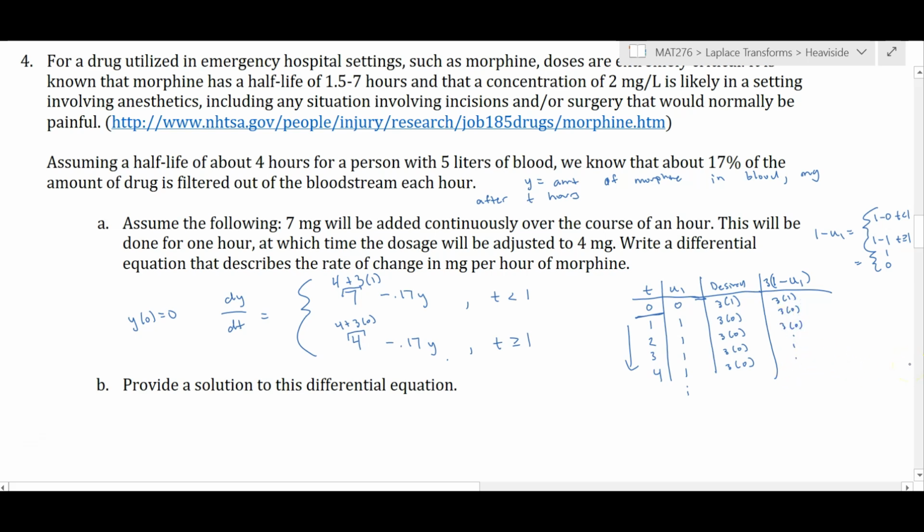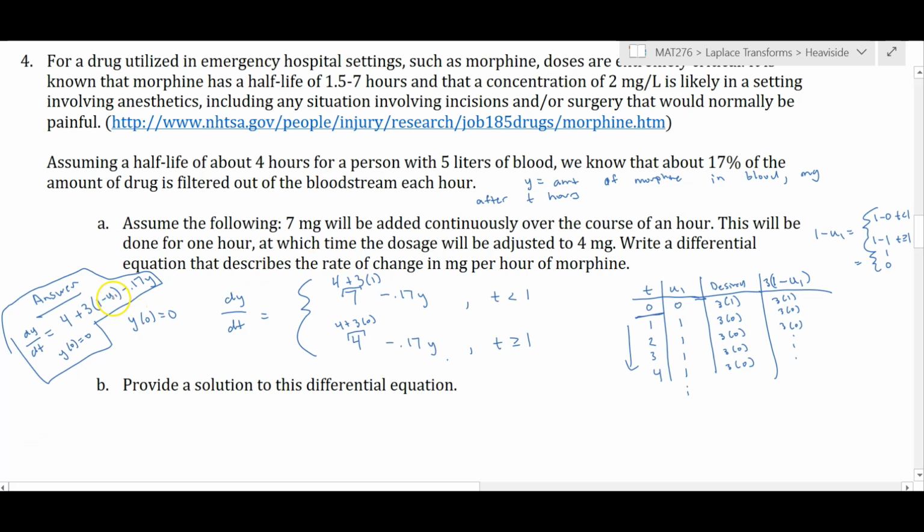So with that said, our answer for part A is that our differential equation should look like this: dy/dt equals 4 plus 3 times the Heaviside, 1 minus u1, minus 0.17y. Initially, nothing at all in the bloodstream. So you can pause and verify that this differential equation gives exactly what we want.